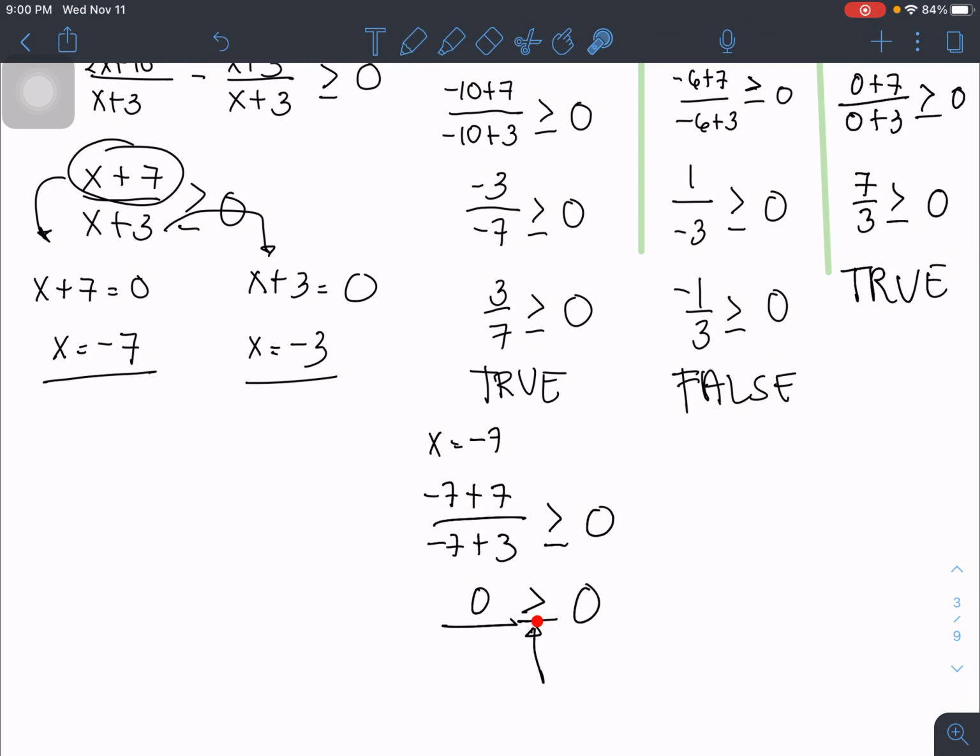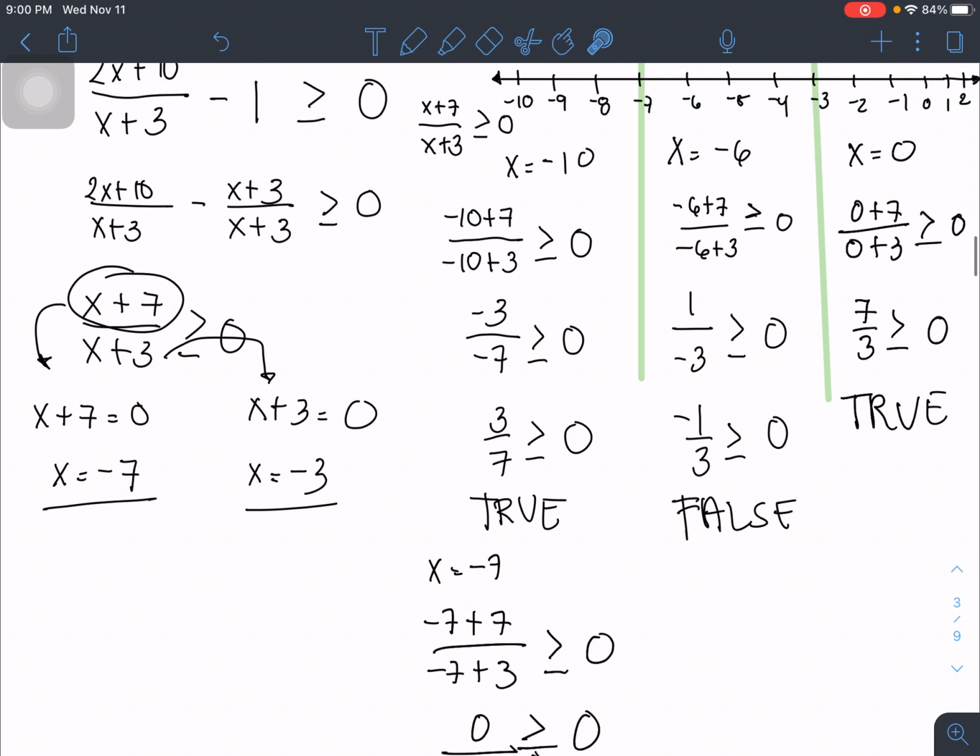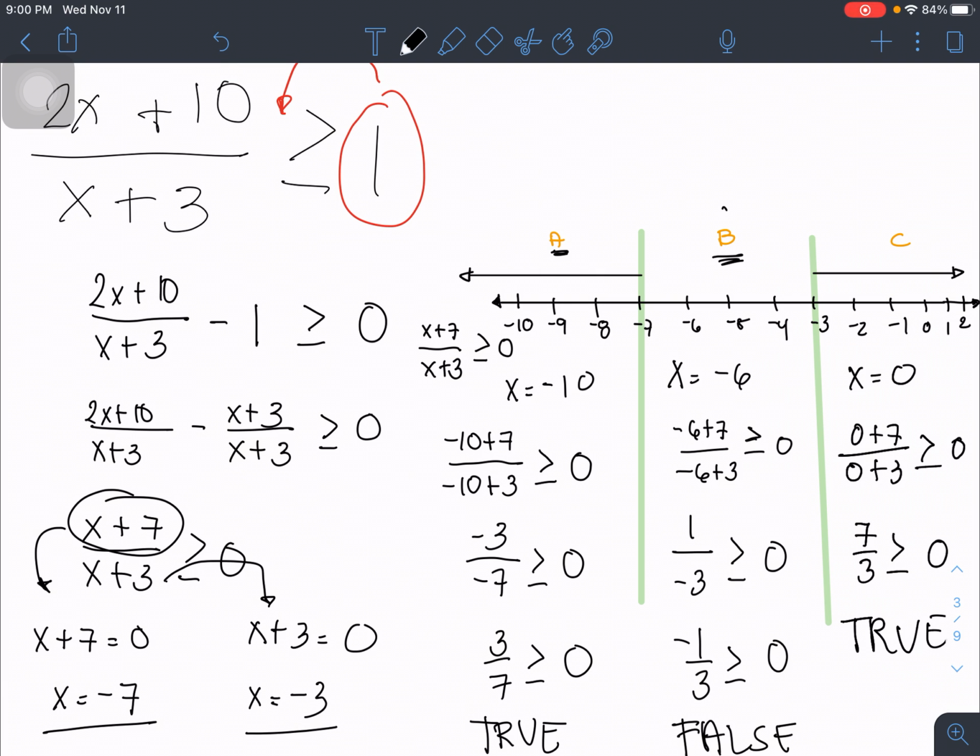0 is equal to 0. So meaning to say this statement is true. Hence, our negative 7 will be included in the set of values. So I'll be placing here a solid circle indicating that negative 7 is included.